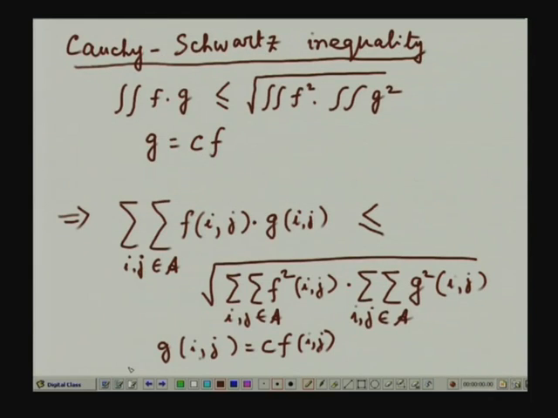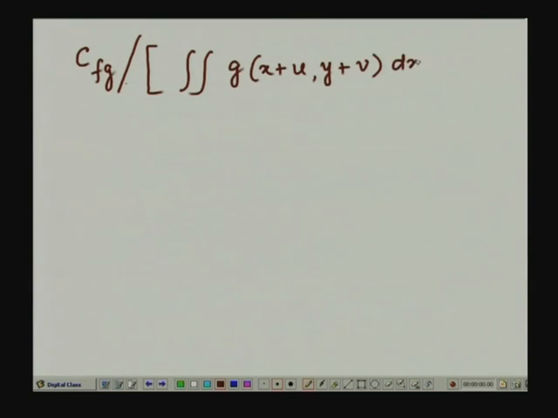So, in our previous one, what we said is that the normalized cross correlation will be CFG divided by the square root of the double integral of g square x plus u, y plus v dx dy, where the integration is taken over the region A. And this is what we are calling the normalized cross correlation.